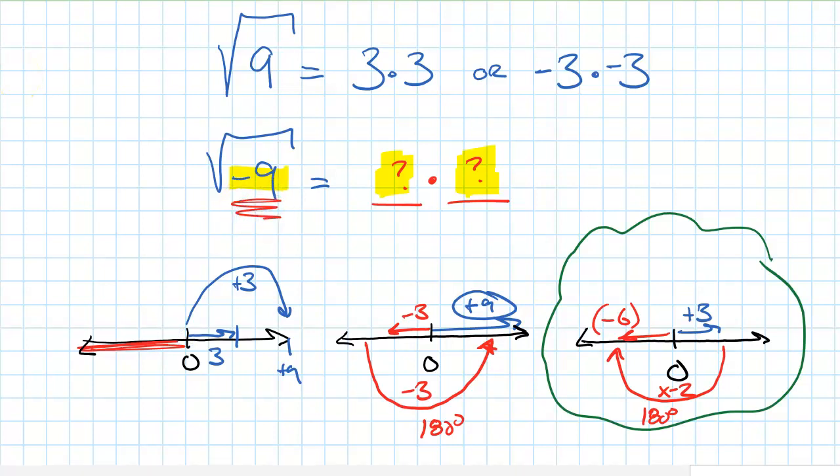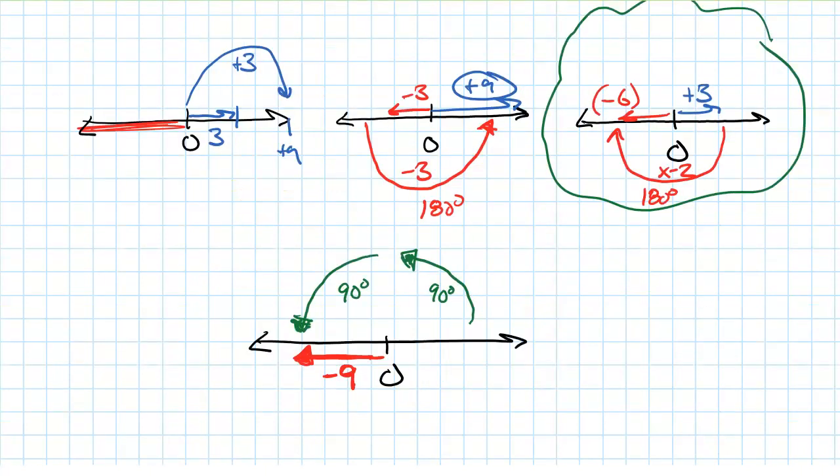So it kind of begs the question: it'd be really, really nice if there was some type of number that would only rotate my values 90 degrees. That way, when I multiply by that number again, I rotate another 90 and end up firmly in my -9 territory. This is exactly what an imaginary number does.